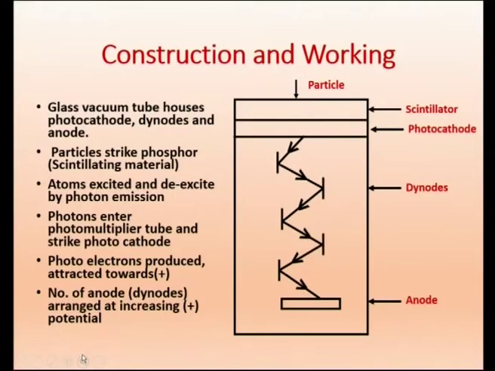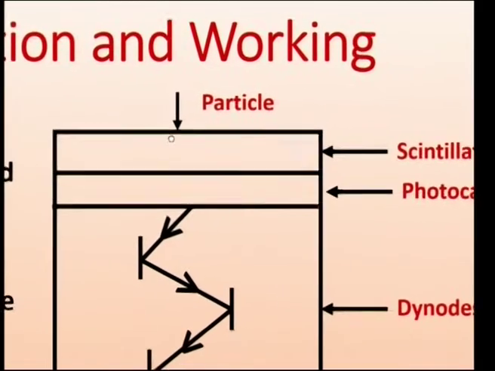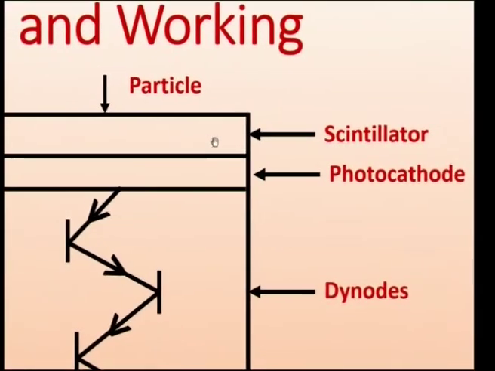So we will go to the construction. This is the tube. We are talking about the photomultiplier scintillation detector. The particle is entering in this direction, and what we have here is the scintillator. For example, ZnS is a scintillator. When the particle strikes, it will immediately emit one scintillation, one photon will be emitted. And then here we have the photocathode.